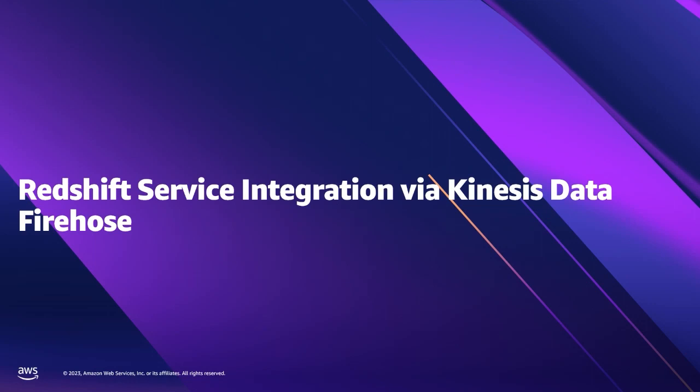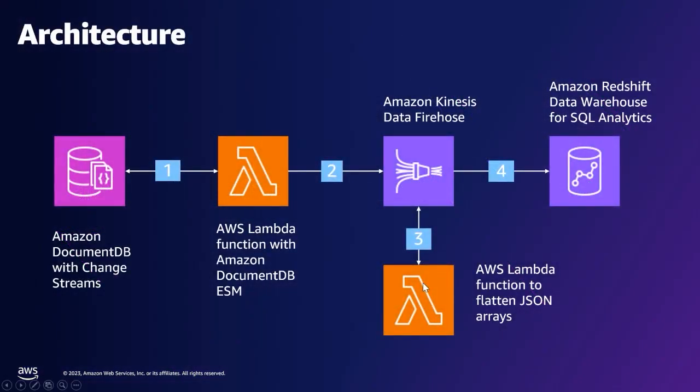Now, this architecture is going to be a bit different from the one that we saw for OpenSearch. In this one, we have an additional component, which is the Kinesis Data Firehose, and we're going to talk about why we need this component while integrating with Redshift. OpenSearch can accept JSON documents as is and process them, but Redshift is different. Redshift requires tabular row column format. So you can see the need for a transformation logic here.